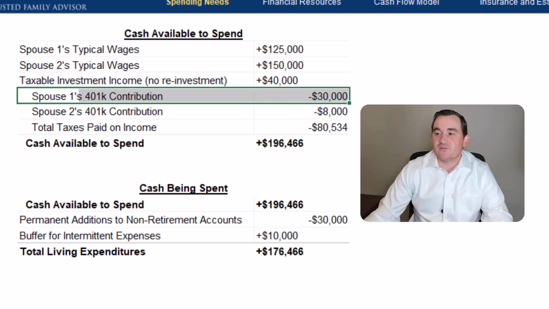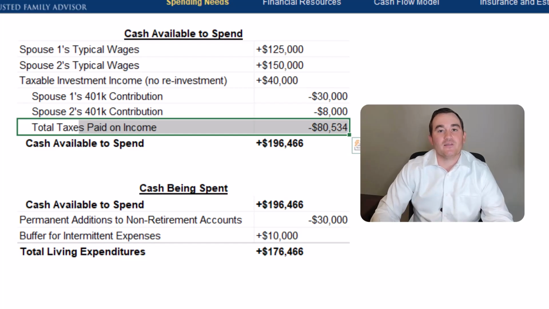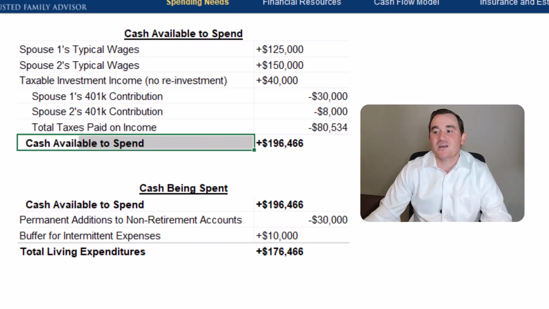Spouse 1 is saving $30,000 in a 401k. That's before taxes. They're not spending that income. Spouse 2, same thing, was $8,000. They're not spending that income. The total taxes that they're paying on their income and their capital gains, and every tax that they're paying on their income that's available to them to spend, is around $80,534. So that leaves them with a cash amount available to spend each year of $196,000.